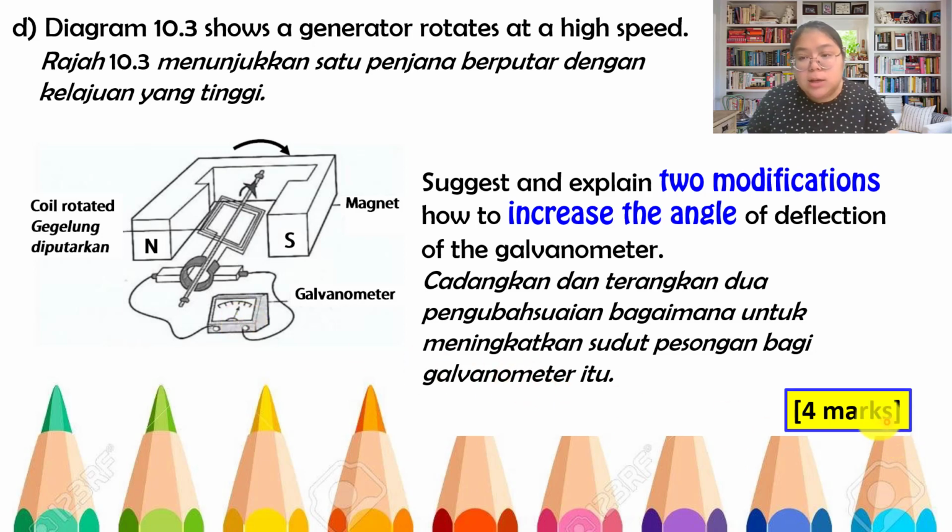So 4 marks. How to separate the 2 modifications? If you mention first what you want to change, then you give the explanation, that one is 2 marks. So from this question, you just give 2 modifications, then you give the reasons, so that you can get 4 marks. Okay, now we're going to see the question.